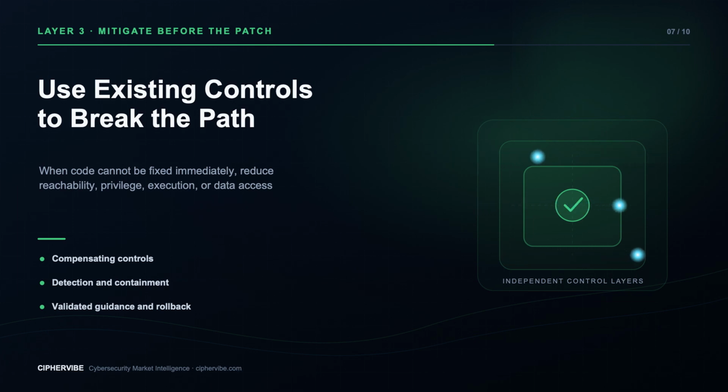Compare 3 approaches. Patch immediately when a trusted fix exists, active exploitation is likely, and rollback is ready. Apply a temporary mitigation when no patch exists or operational testing needs time. Isolate or suspend a service when impact could be severe and safe mitigation is uncertain.